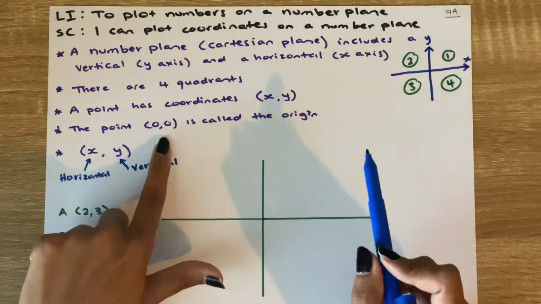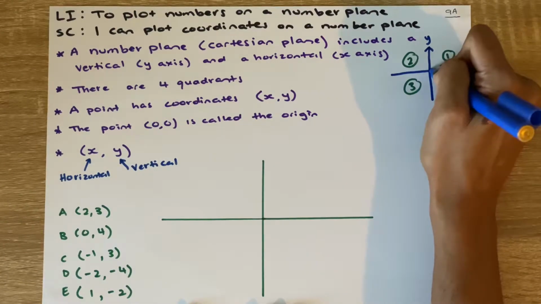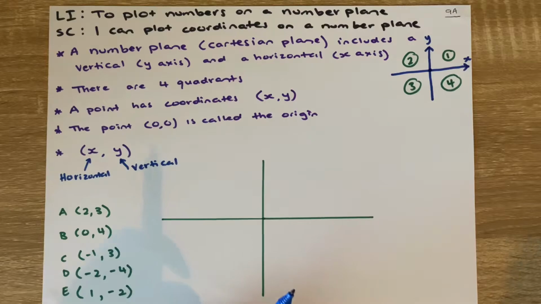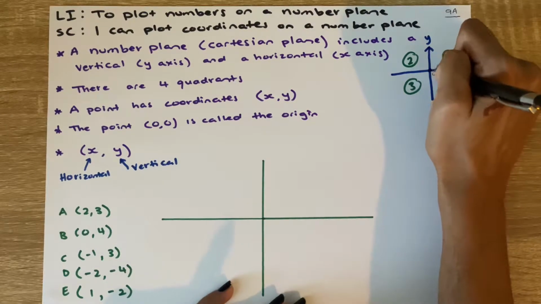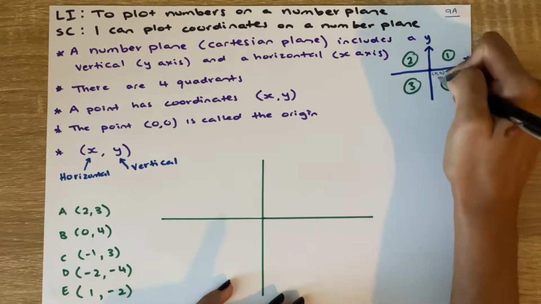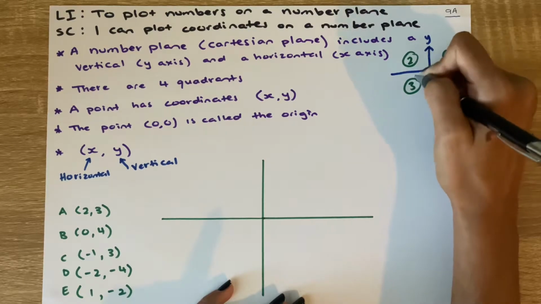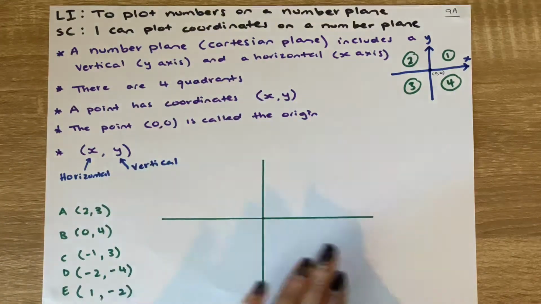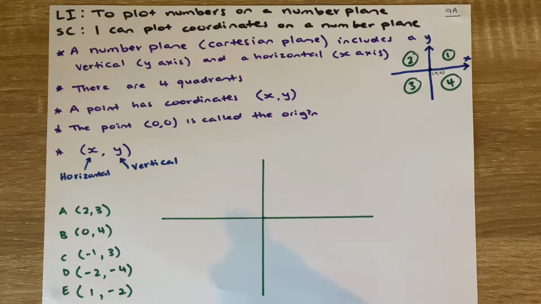The point 0, 0 is located right where our 2 axes intersect with one another. So this location here is 0, 0. The x value is 0 and the y value is 0, and we call that our origin, okay? So let's look into how we're plotting our numbers.